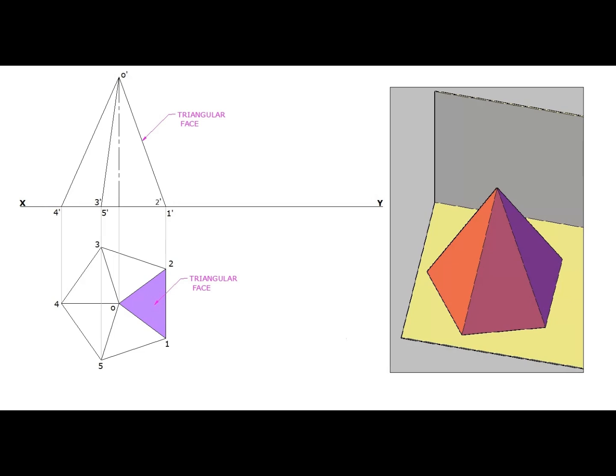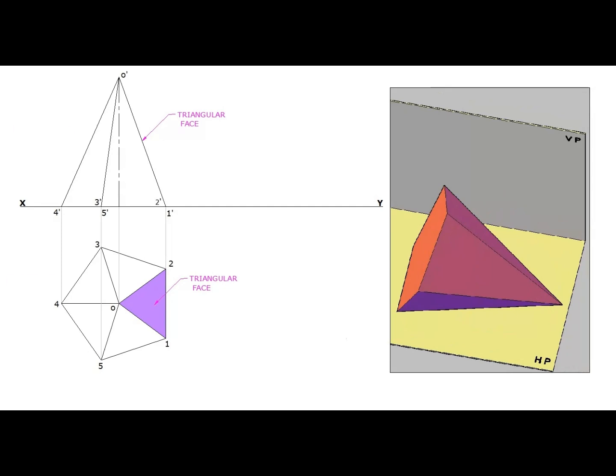But the question says that the pyramid is lying on the ground with its triangular face. In the elevation, the inclined line at the left-hand side has only 2 points on it, 4' and O'. That means it is an edge, the slant edge. Whereas the inclined line on the right-hand side has 3 points, 1', 2', and O'. That means it is a triangular face. So, we have to tilt the object until this line, the triangular face, touches the ground.